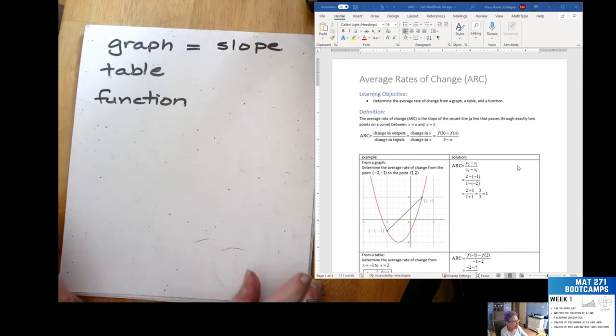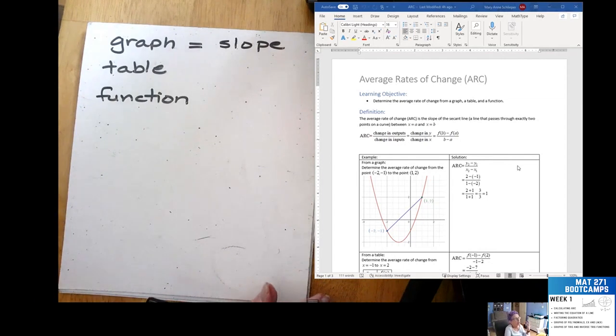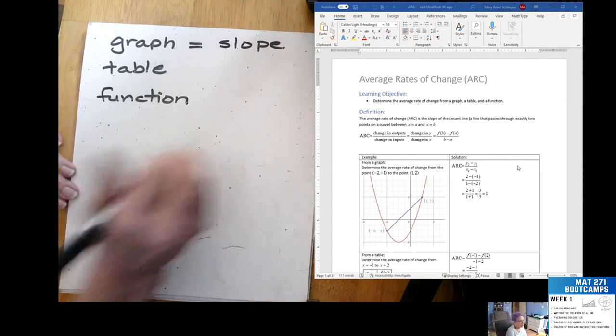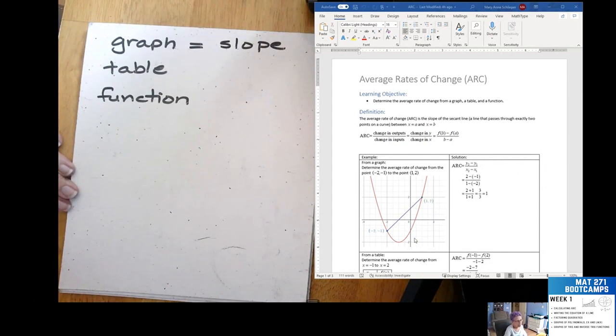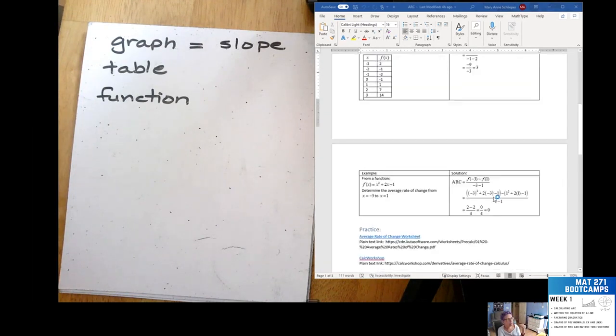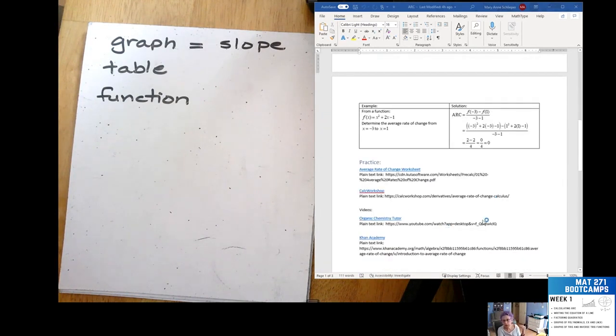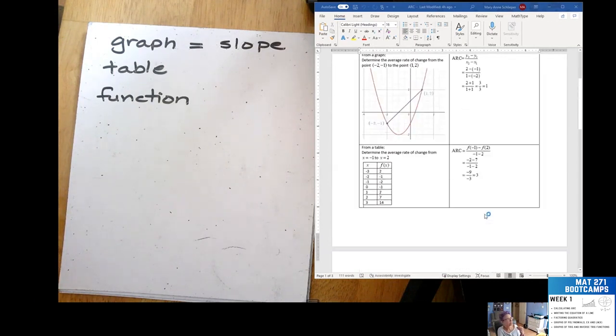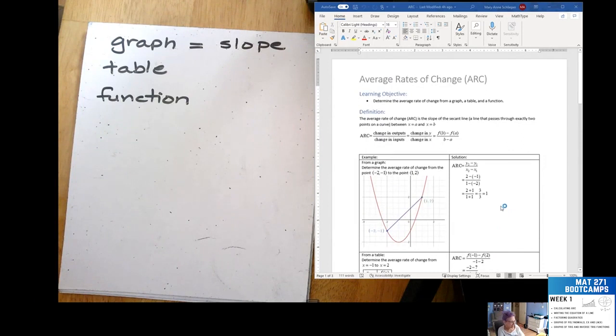So if we just were asked for the average rate of change between the 2 points on this graph right here, and all of these documents I have are in the files section of the Bootcamp, so you should be able to have access to these. And they'll all be of the same format. I'll have a learning objective, a few examples, and then I'll have some links of places that you can go to for more information. So we'll go over the examples.